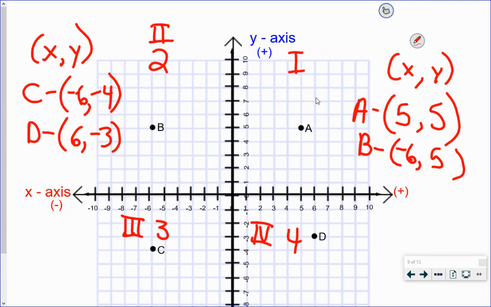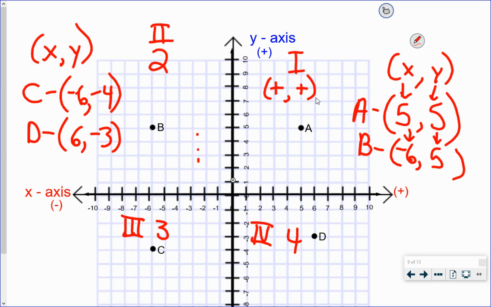Okay, so A is in quadrant 1 because it is a positive and a positive. Every point in quadrant 1 is positive. Now, point B is in quadrant 2 because everything in quadrant 2 is negative for x and positive for y. So point B is in quadrant 2.